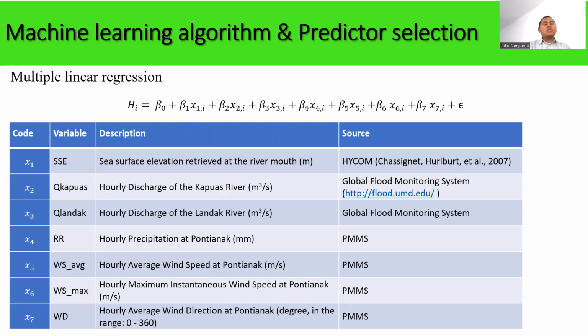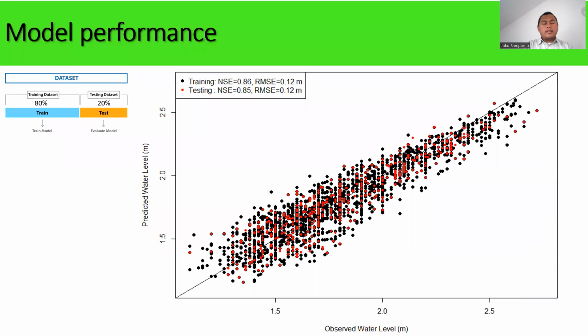Then we choose a multiple linear regression algorithm, one of the simple machine learning algorithms, and we set seven predictors: one from the ocean, which is the surface elevation; two from the upstream, which is discharge from two major rivers which flow to the city; and four for weather situation over the area. Then, when the dataset is ready, we split it 80% for training and 20% for testing. We train our model using the training dataset and evaluate the performance in the testing dataset.